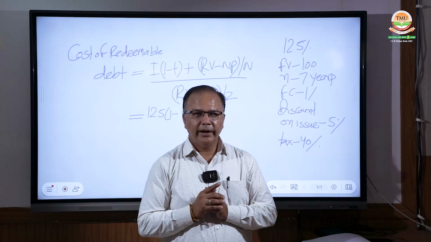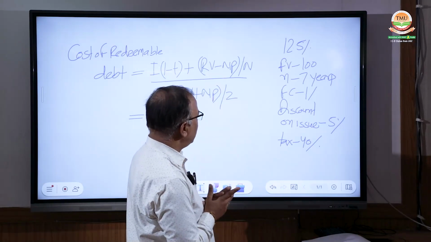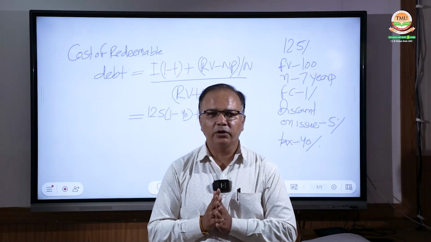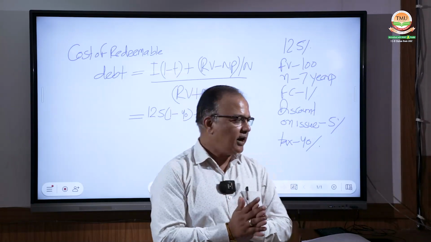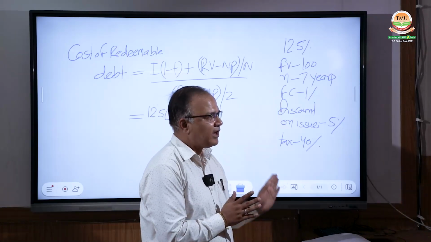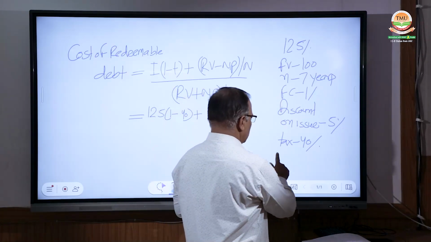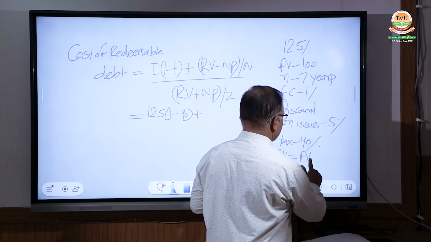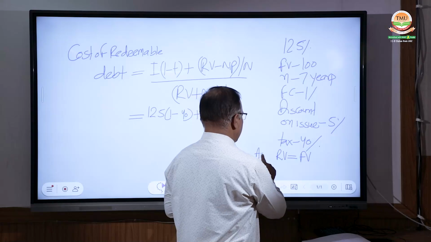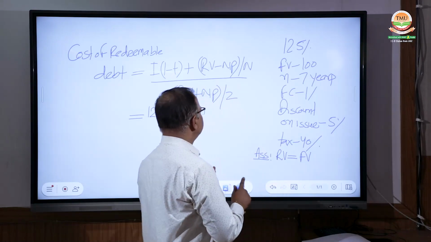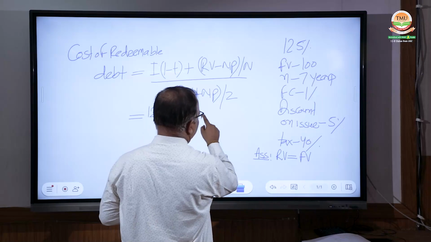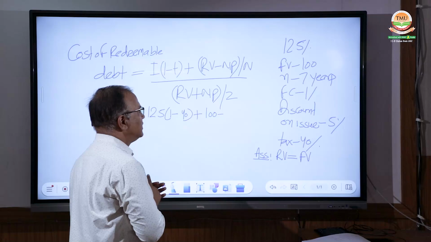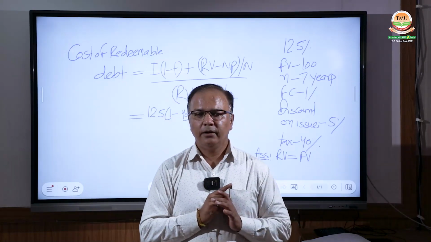redemption value minus net proceed. Redemption value is not given in the question. Whenever redemption value is not given in the question, we have to assume that face value will be equal to the redemption value, because no redemption value is given, so we are assuming that redemption value is equal to face value. This is the assumption. Now redemption value is 100 minus net proceed.